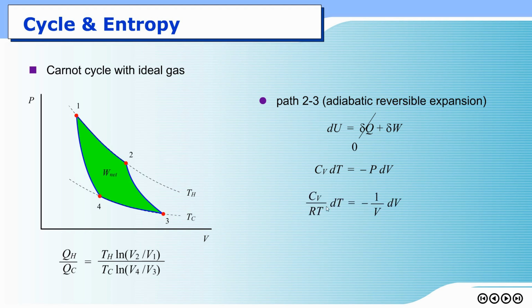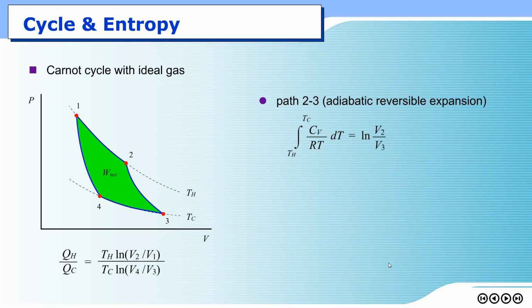If you replace pressure by the ideal gas law, P equals RT over V, and take T to the left hand side, you can get this equation, and then you can integrate it from state 2 to state 3. That means you integrate it from TH to TC. On the right hand side, you integrate from V2 to V3, but you have a negative sign here, so therefore the logarithm ratio will become V2 over V3. Keep this in mind for a while.